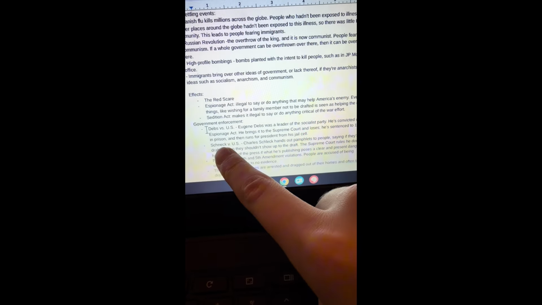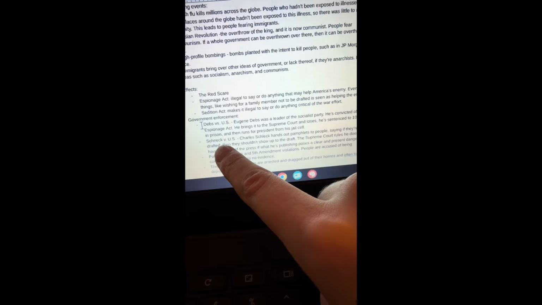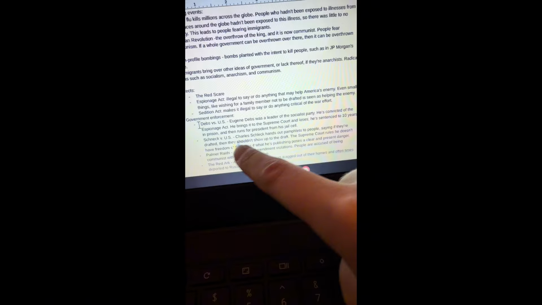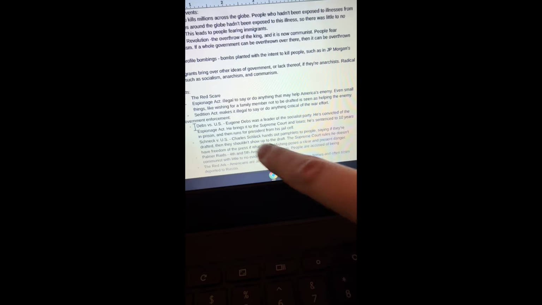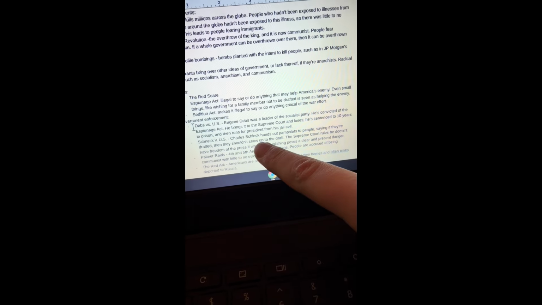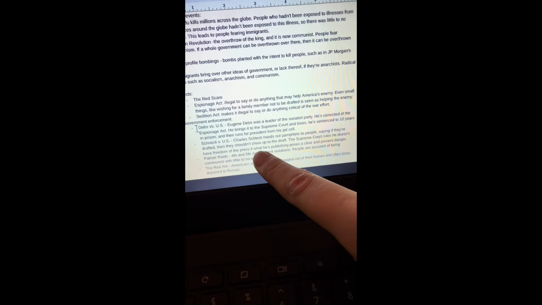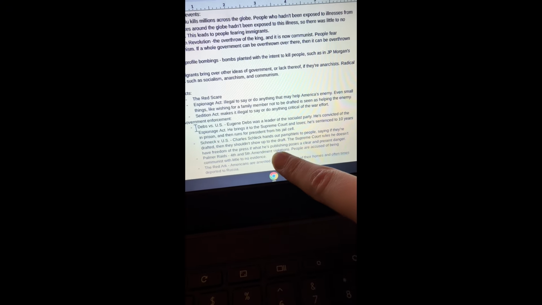Next is, I don't know how to pronounce it. I think it's Schenck versus U.S. Charles, okay, it's spelled different. I don't know if it was a misspelling or not, but okay. We're gonna call him Charles. Charles hands out pamphlets to people, saying if they're drafted, then they shouldn't show up to the draft. The Supreme Court rules he doesn't have freedom of the press if what he's publishing poses a clear and present danger.